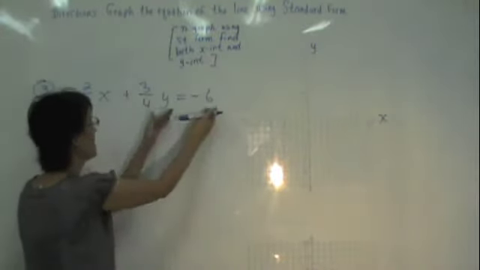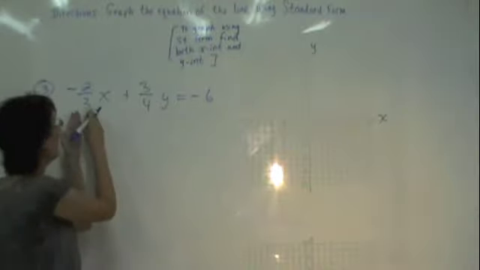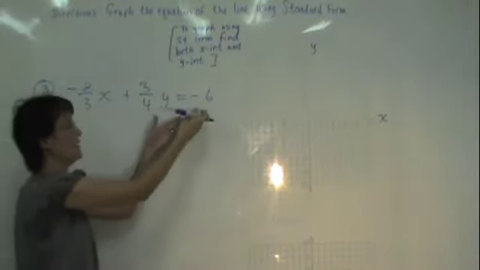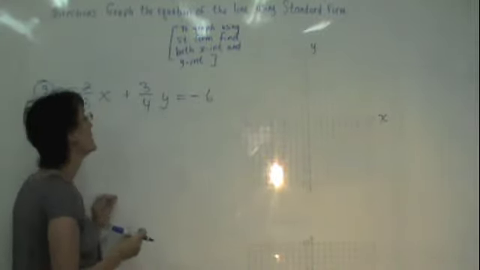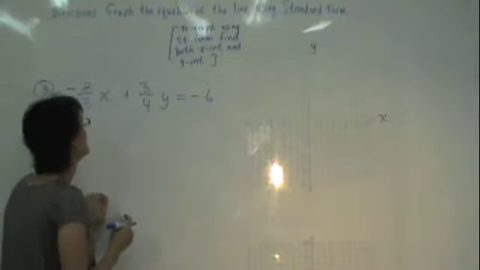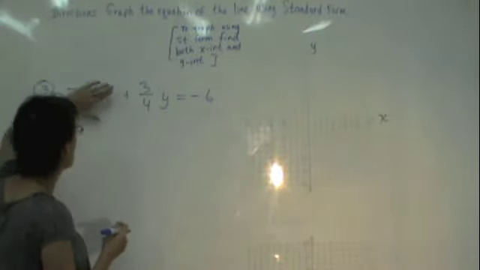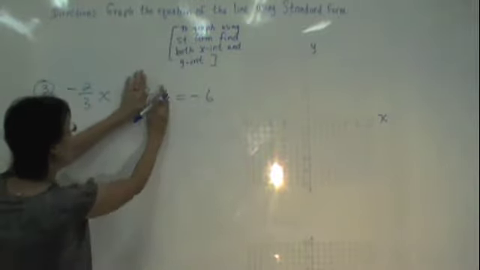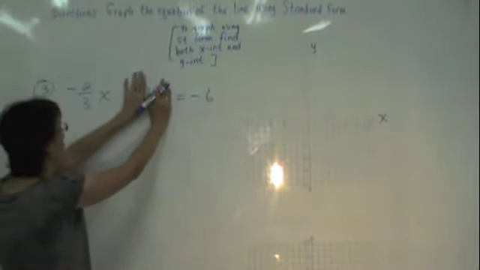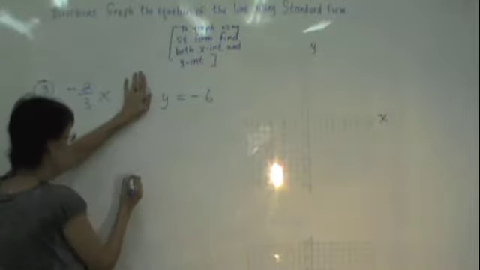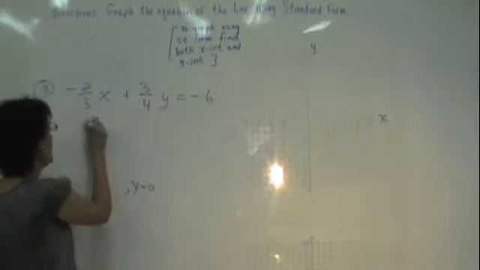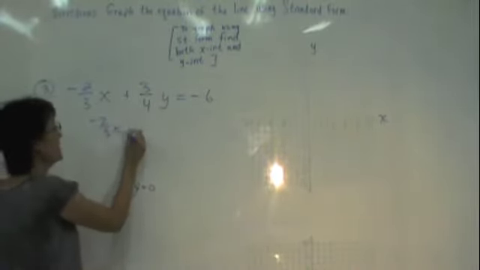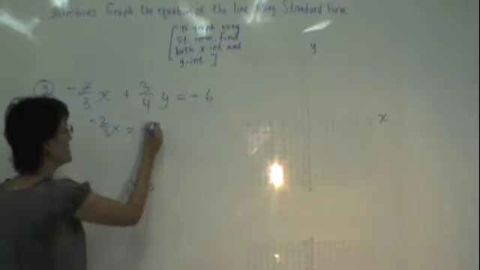Now this one's not so easily set up. It's still in the form ax plus by equals c, just like we did previously with our 3 forms. If I want to find my x-intercept, that means I'm going to make y equal to 0, so all of that's gone. Then y is equal to 0, and I'm looking for x. I'm going to write this down: negative 2/3 x is equal to, now this is gone, bring down your negative 6.